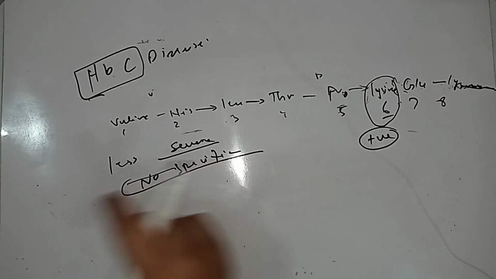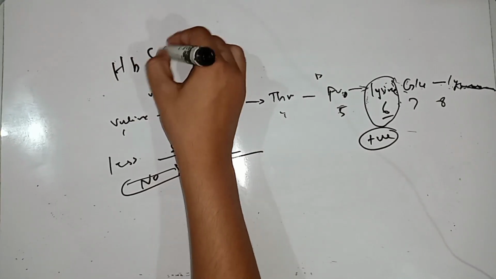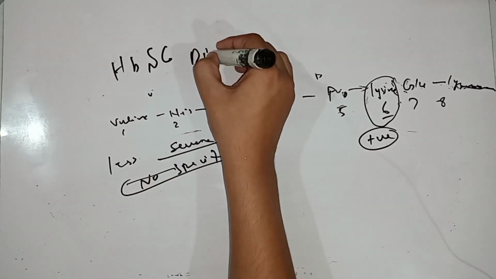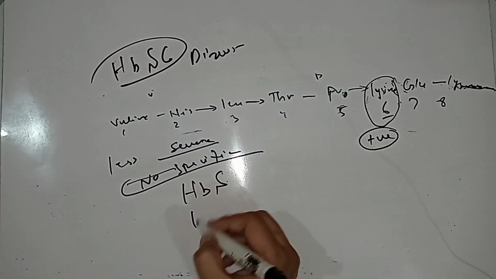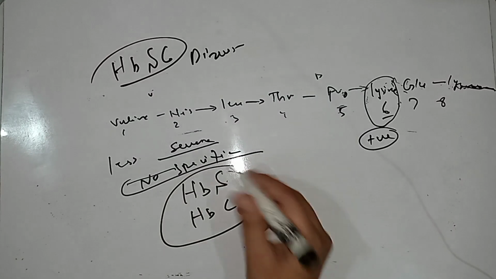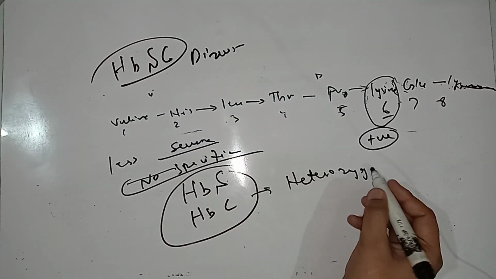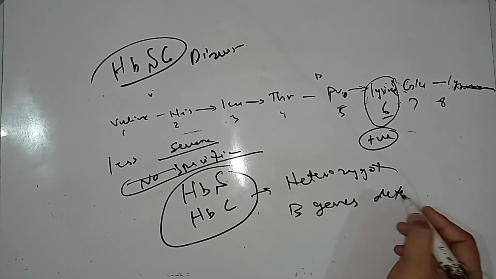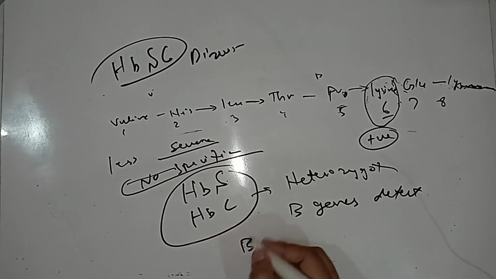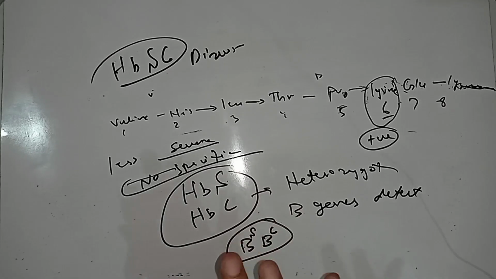So there is another variant of this disease, which is HbSC disease. So what happens in this disease? In this disease, both hemoglobin HbS and HbC are present. So the patient is a heterozygote, but both beta genes are defective. One beta gene synthesizes beta S and the other beta gene synthesizes beta C. So the patient has both hemoglobin HbS and HbC, which is called HbSC disease.